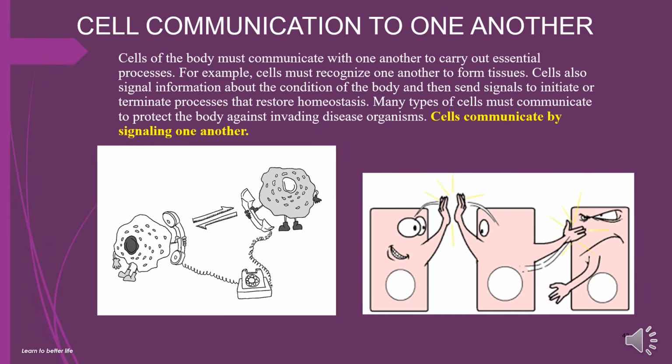Cells of the body must communicate with one another to carry out essential processes. For example, cells must recognize one another to form tissues. Cells also signal information about the condition of the body and then send signals to initiate or terminate processes that restore homeostasis. Many types of cells must communicate to protect the body against invading disease organisms. Cells communicate by signaling one another.